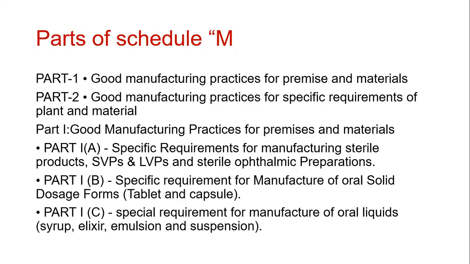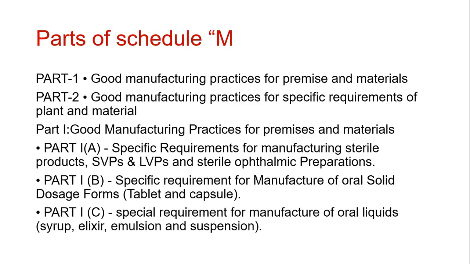Part 1 is GMP practice for premises and materials. Part 2 is the requirement of plant and equipment. In Part 1, GMP practice for premises and materials, they also categorize it in some ways like Part 1A, Part 1B, Part 1C.